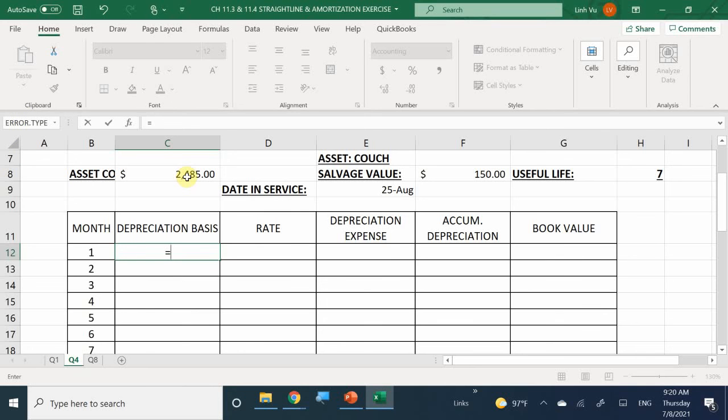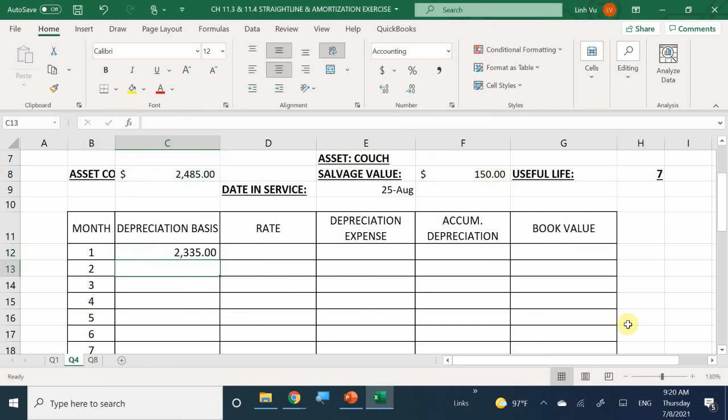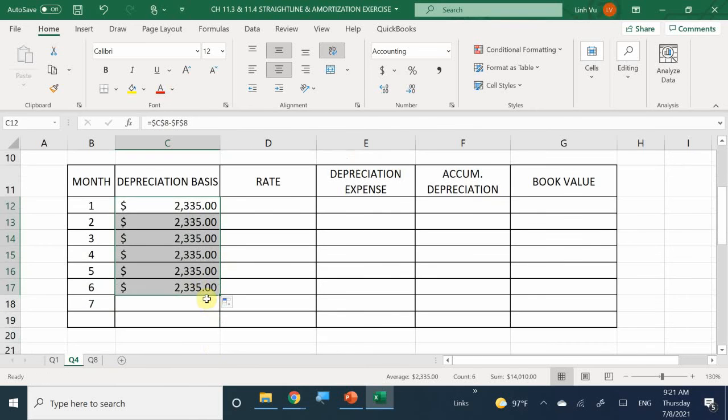0.143? Depreciation basis? No, the rate. Hold on, let me do the depreciation basis first. So what's the depreciation basis? 2,335. And what do we know about this number? That's the same. It goes all the way down. Perfect.